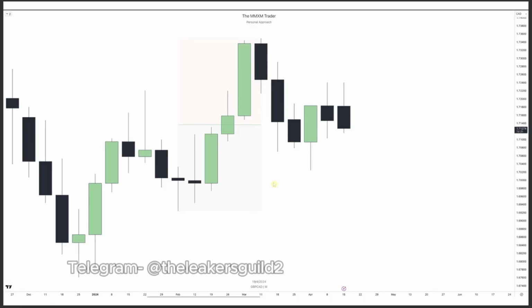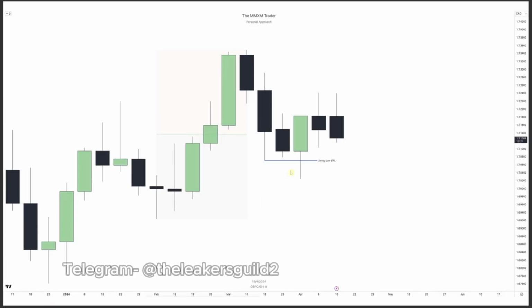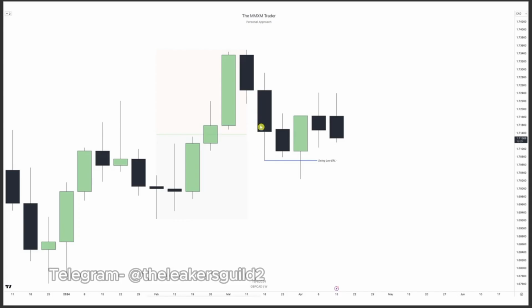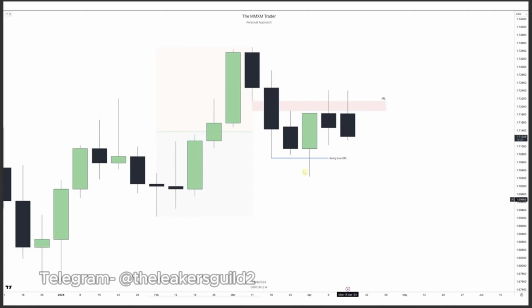External or internal range, right? We've got an external range liquidity raid, right? Because we have one higher, one lower, one higher. So we have a swing low here. That low gets raided. And what are we going to be focusing on afterwards? Internal range liquidity, right? We have that fair value gap here on the weekly chart.